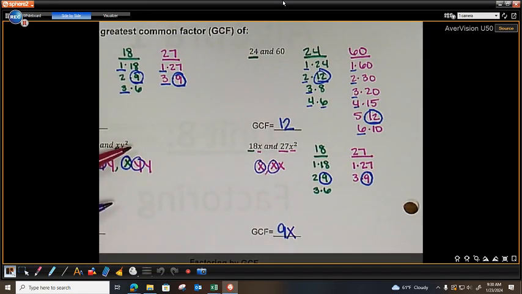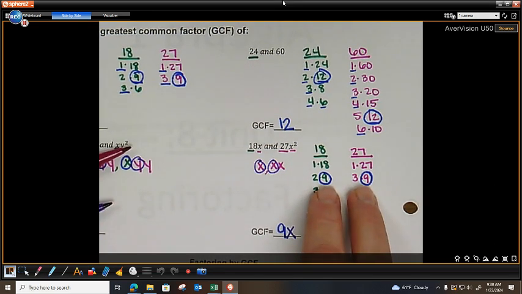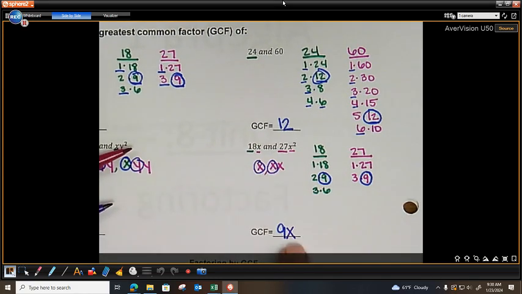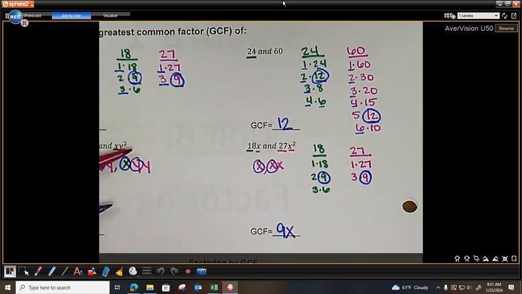Why is it not 9x squared? Does this one have an x squared? So you can't take out more than what both of them have individually. We're not multiplying these, we're taking out what's in common. Just like my GCF of 18 and 27 is not 81. I'm not multiplying the 9 with the 9. I'm saying, what are both of these divisible by? 9. That's what's in common. They both have one x, so I have an x to the first power. Okay? How do we feel with just finding the GCF?